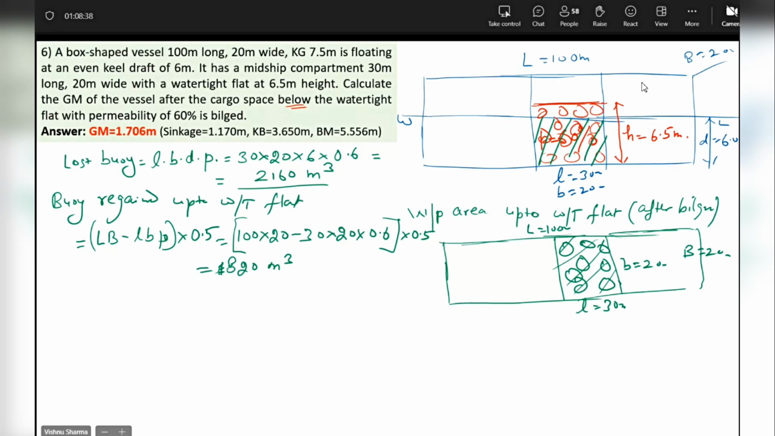Now, guys, how much have I lost? I have lost 2160 cubic meters. How much do I need to regain in total? I need to regain 2160. Now, suppose, this is hypothetical, suppose the answer here was 3000 cubic meters. That means, where will be your final water line? It will be below the watertight flat. Yes or no? If it was 3000 cubic meters, correct?